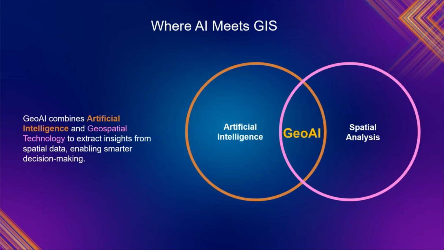So now we're at AI and spatial analysis, the conventional spatial analysis. Think of the old algorithmic ways of doing change detection or all of the different NDVIs and things like that, right? Where that meets with artificial intelligence is where we get this intersection called GeoAI, geospatial artificial intelligence.